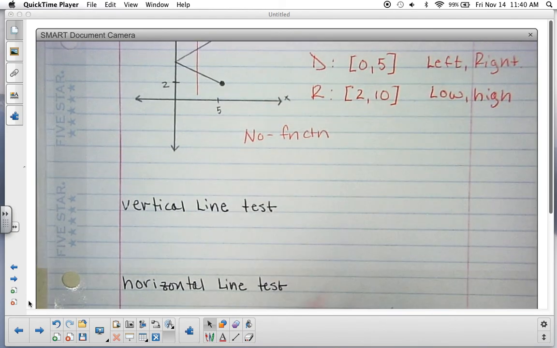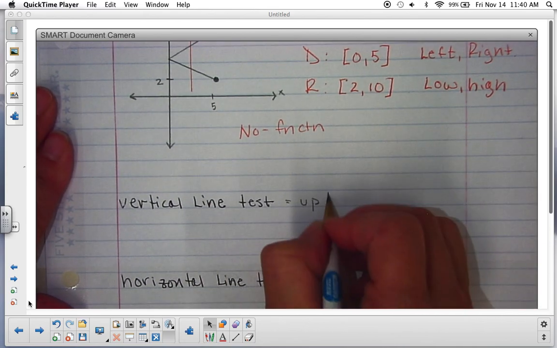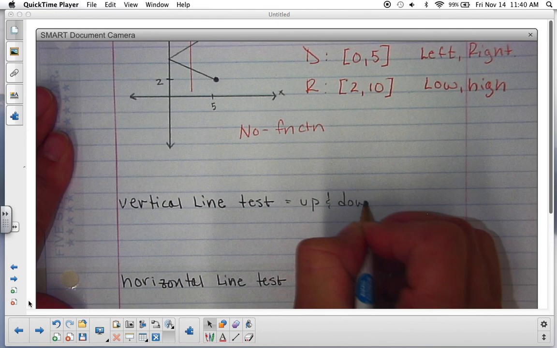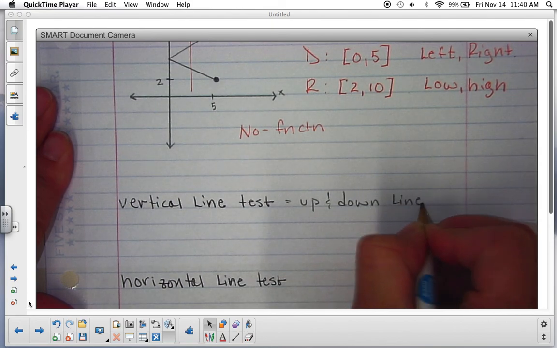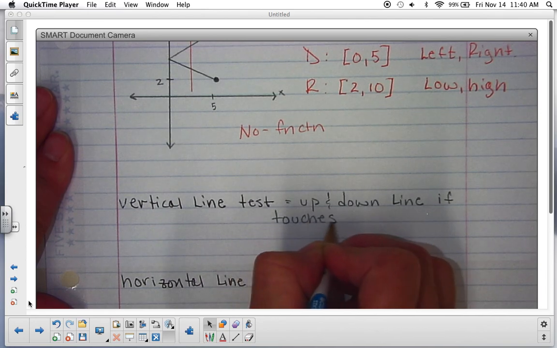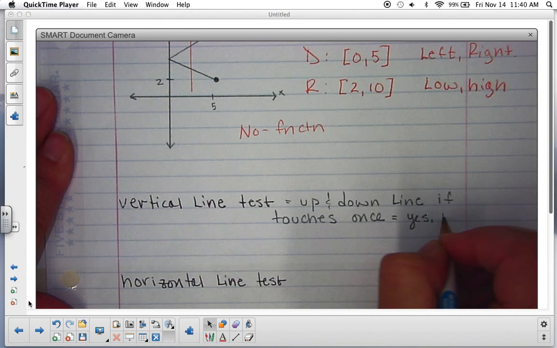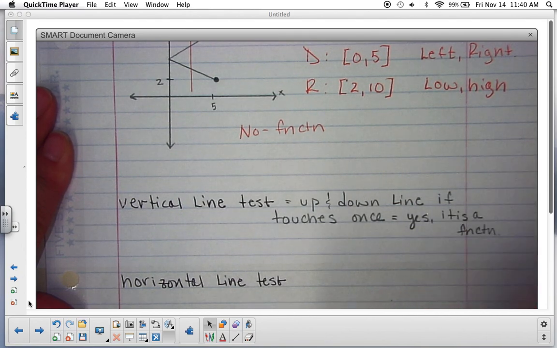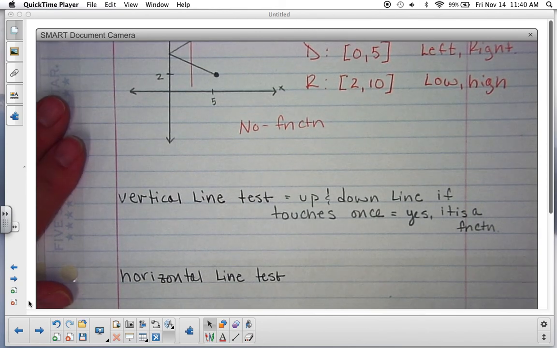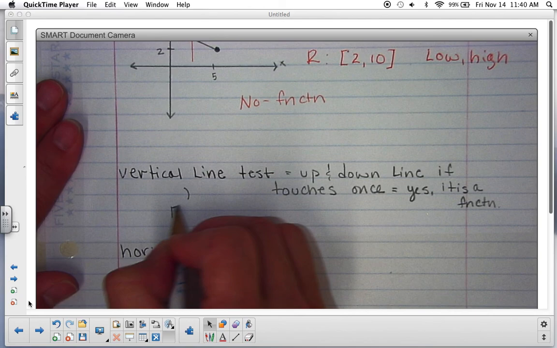All right, right below here, I just jotted down vertical line test and horizontal line test. If you need some notes here, I would write it's an up and down line. If it touches once, only once, then you answer yes, it is a function. If it hits more than once, your answer is no. This is the test for function.